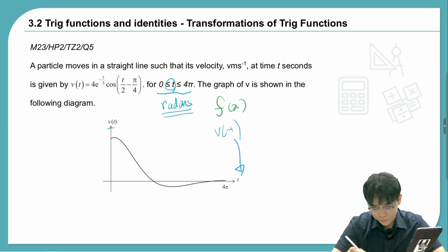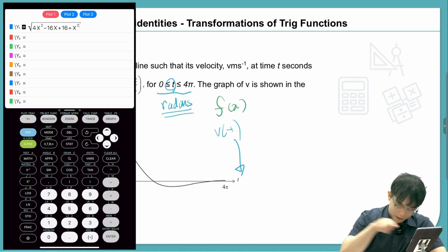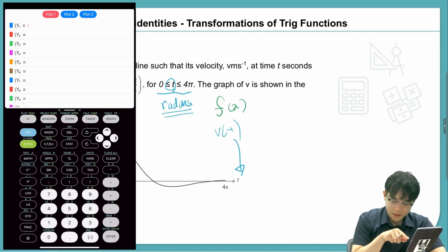Okay, so let's just enter this into our graph for now. So let's just enter this expression. Instead of v, I'm going to write y1, and instead of t, I'm going to write x.